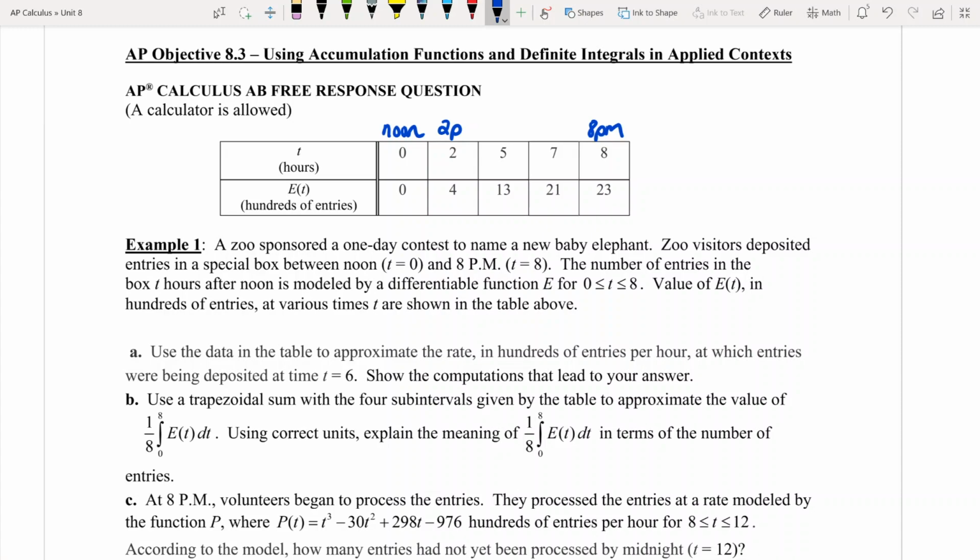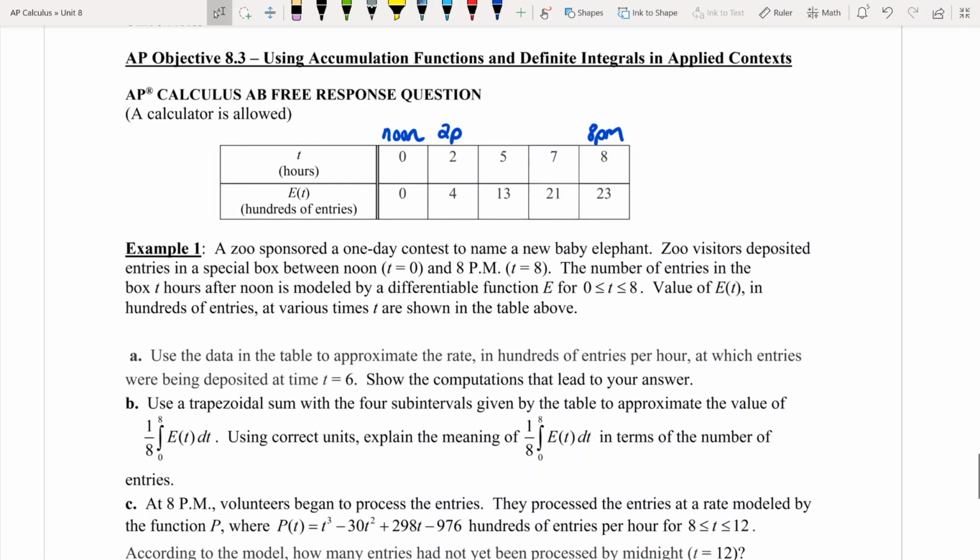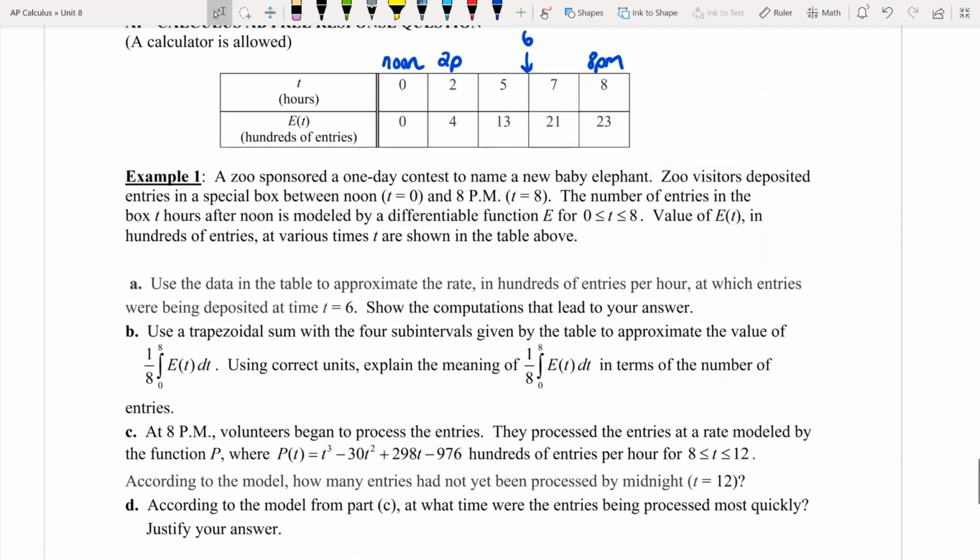So part A, using the data in the table, approximate the rate at which entries were being deposited at time equals 6. Show the computations that led to your answer. Now, as I look at this, 6 is right between 5 and 7. Right there is where 6 is going to be. But I don't have 6 on the table. So I'm going to need to estimate.